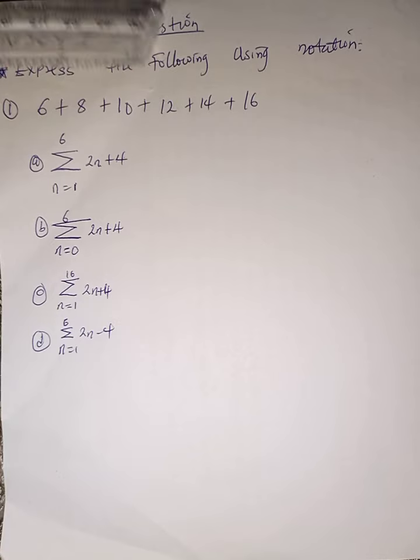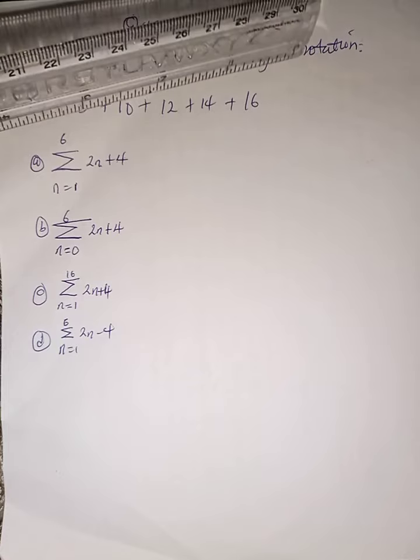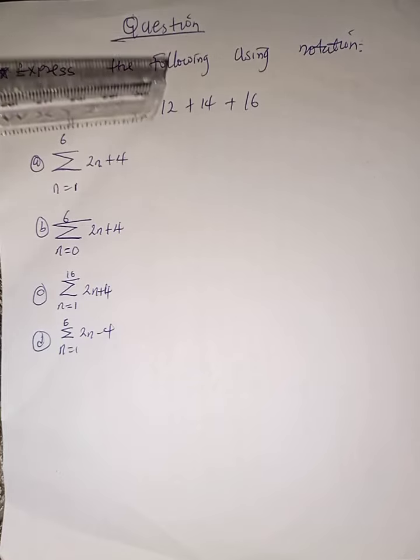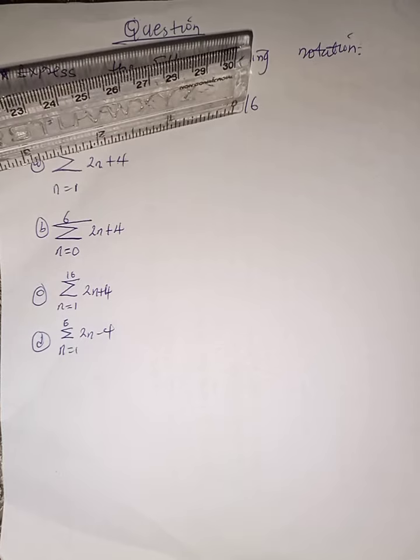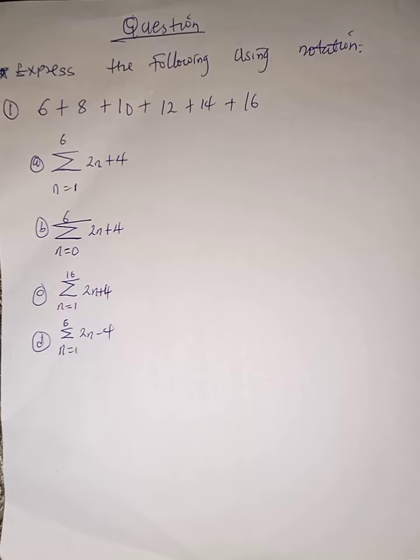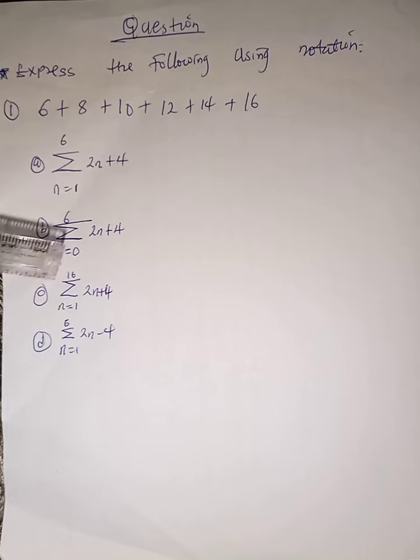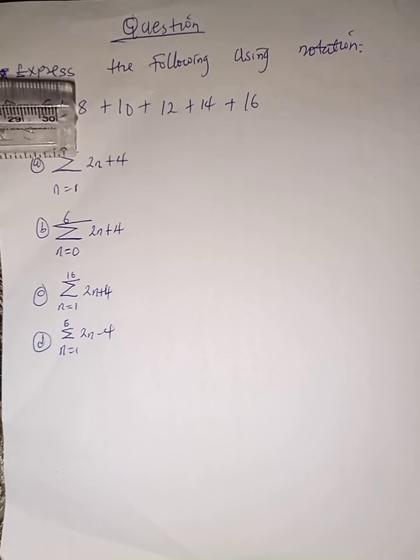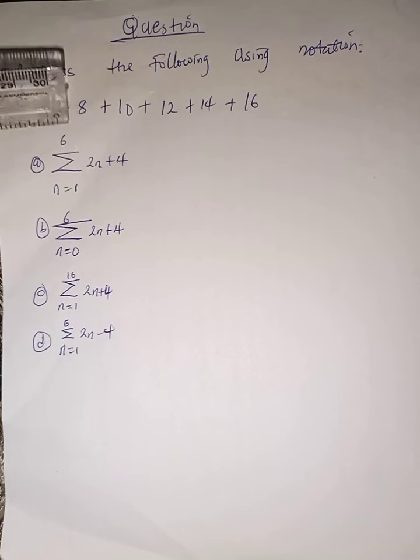Now we have expressed the following using notation: 6 plus 8 plus 10 plus 12 plus 14 plus 16. Option A, we have this. Option B, we have this. Option C, we have this. Option D, we are going to have that. Now, how will you get this without solving anything?